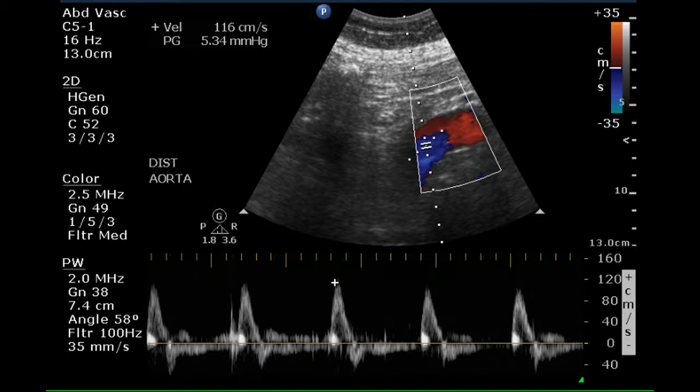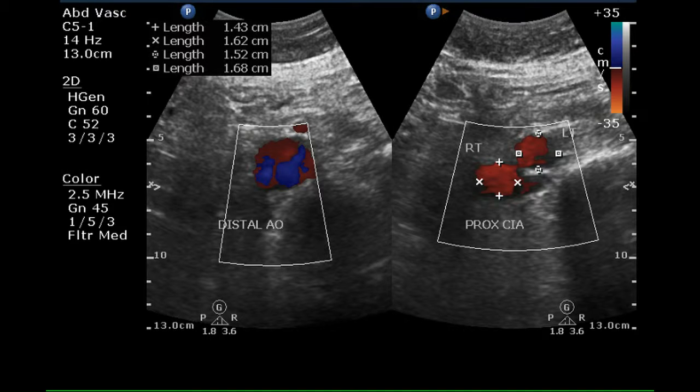The Pulse-Doppler waveform demonstrates high resistance flow. There is triphasic flow demonstrated, and this is normal for this portion of the aorta. Color flow fills the entire distal aorta. It also fills both the right and left common iliac arteries.